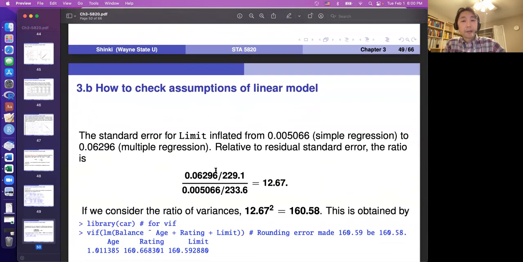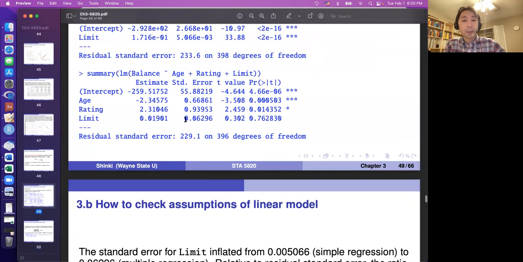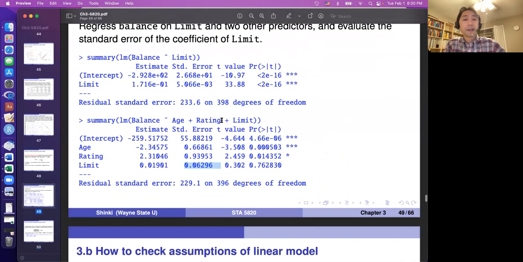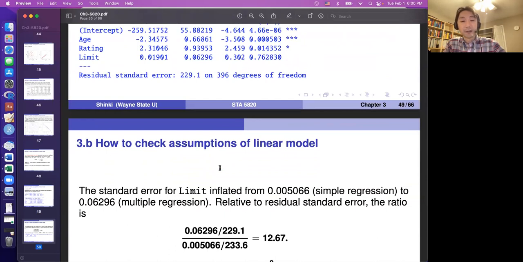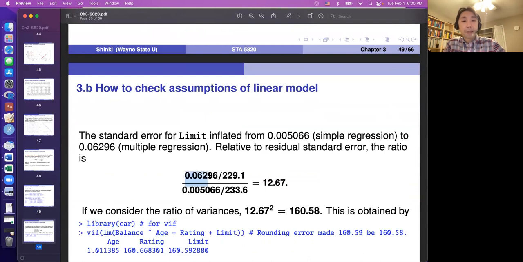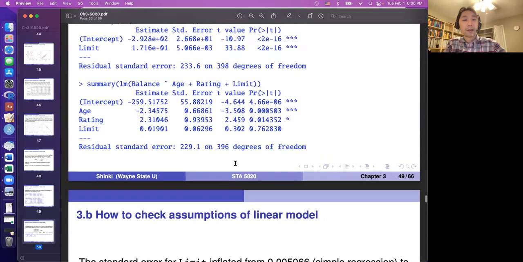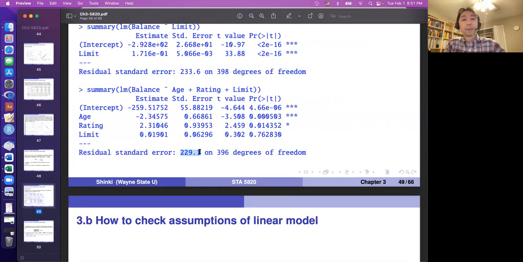Then the ratio of standard errors. We have seen 0.0696 and 0.005, so the ratio. This is basically the square root of the variance inflation factor, but we normalize this by the standard error. The residual standard error basically dominates every standard error.